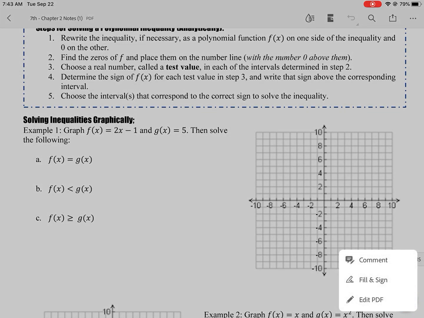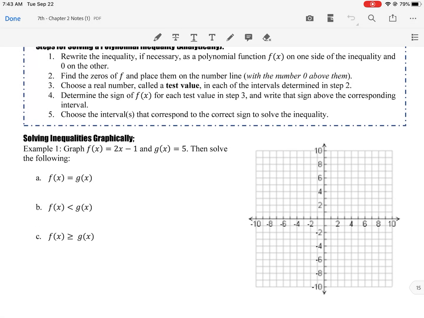So, okay, we got two graphs. We're going to go ahead and start with this first one. We'll do it in blue. f of x equals 2x minus 1. So we're starting at -1, and we're going up 2 over 1 each time, right? Okay. So we have a graph that looks like this.